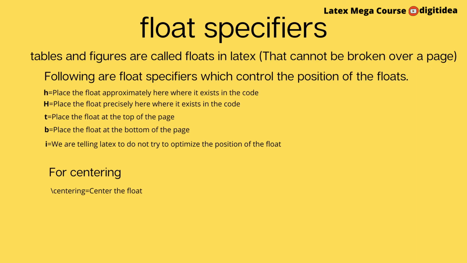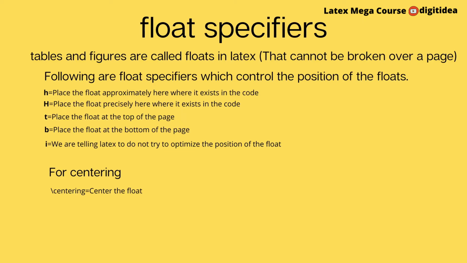Tables and figures are called floats in LaTeX. Floats mean that they cannot be broken half on one page and half on the other page. They must stay on a single page. So what LaTeX does is it tries to optimize the position of a table or figure.